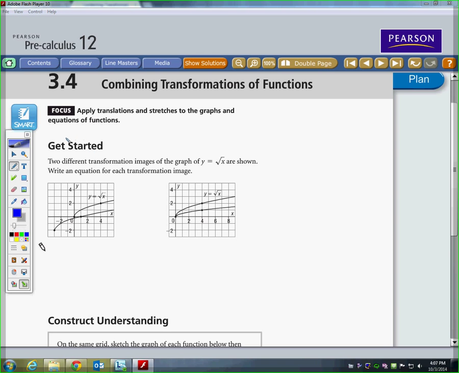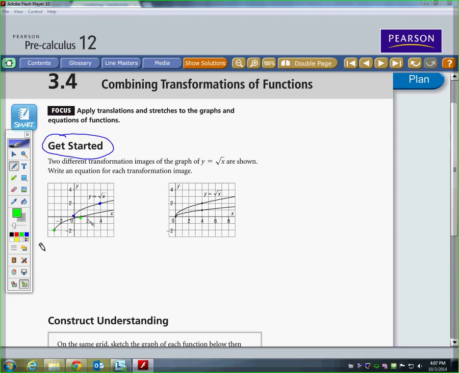Before I start writing down some stuff, let's take a look at our getting started here. There's two different transformation images of the graph y is equal to the square root of x. Write an equation for each transformation image. So if I'm looking at this one, here is my original y is equal to root x, and they give me two corresponding points, and then they give me two corresponding points on the image.